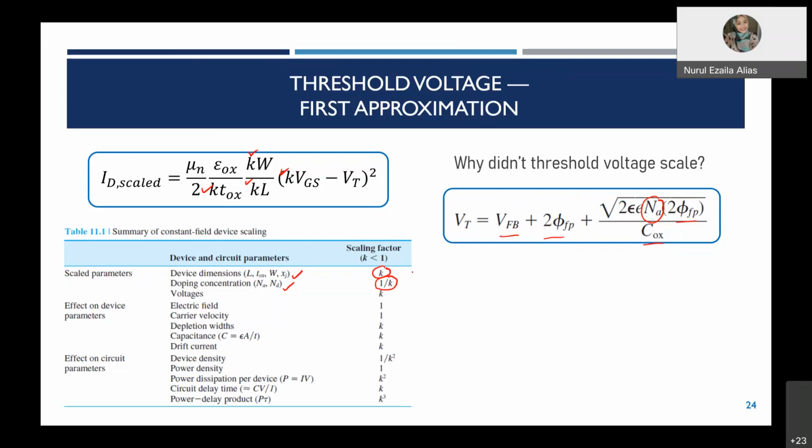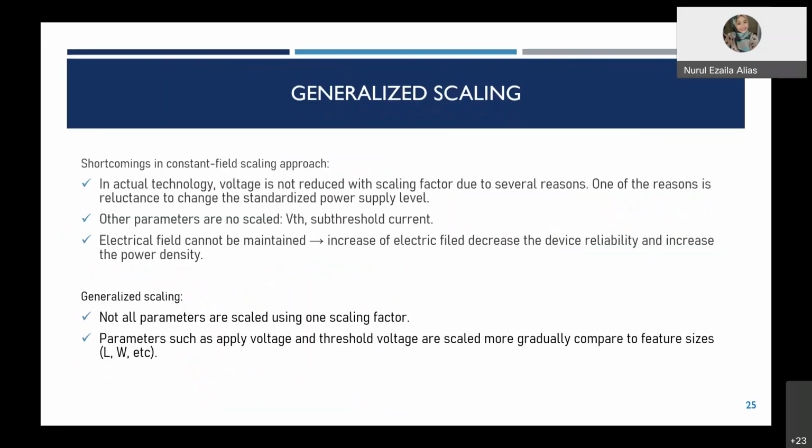So the voltages will be multiplied by K. The electric field and carrier velocity will not be multiplied by K, but have to remain the same, to make sure its reliability won't be degraded. Other than that, there is the generalized scaling. Generalized scaling is most commonly used nowadays.